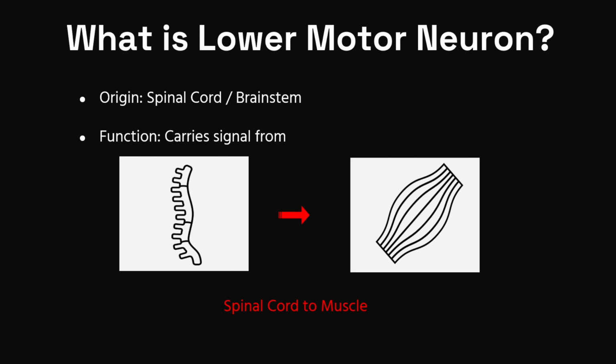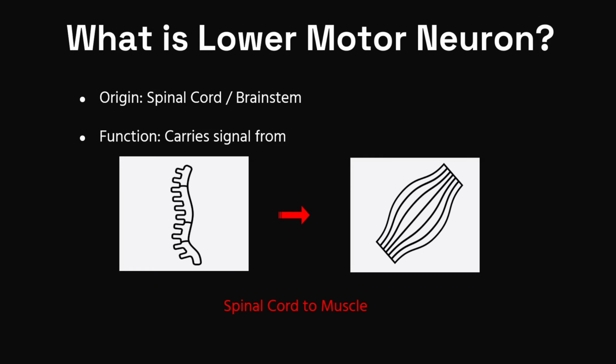If you remember only one line from today's video, remember this. Upper motor neuron means brain to spinal cord. Lower motor neuron means spinal cord to muscle. That's it. If this pathway becomes clear in your mind, everything else becomes logical.